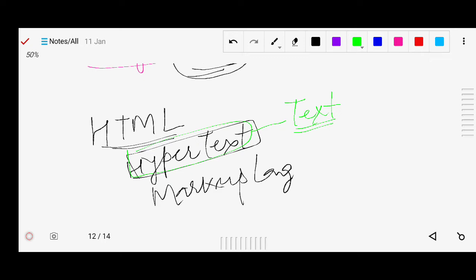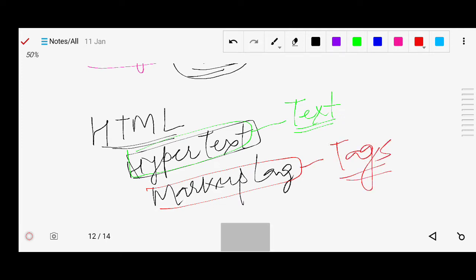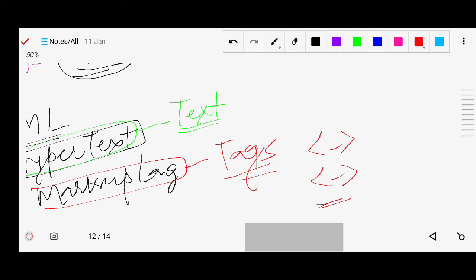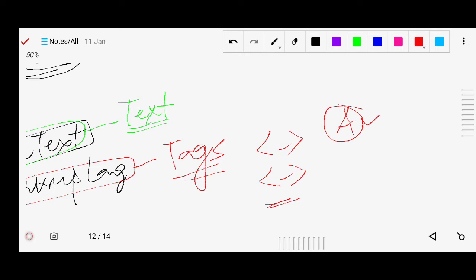Actually it is not just text, it is embedded with text and images, and it is connected to the relative items. But in a general sense, you can just understand it is text. And markup language, you can just know it is a set of tags. There are so many tags. In HTML we write tags under angle brackets. So suppose if I write A only, the computer will generally understand this as a simple A.